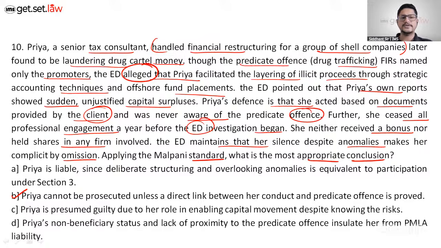Now it says Priya is presumed guilty. "Her non-beneficiary status and lack of proximity to the predicate offense insulate her from it." This could be the one. D could be the one, but not C and A, because this talks about the guilt and the liability part. She cannot be prosecuted unless a direct link between her conduct and the predicate offense is proved, or non-beneficiary status and lack of proximity. So lack of proximity is right, but non-beneficiary status is not the answer. So we will restrict ourselves to only option B. D is confusingly correct, but the right answer is option B.